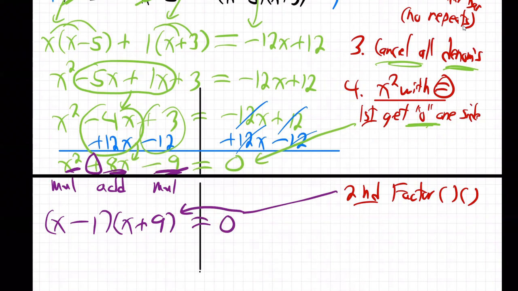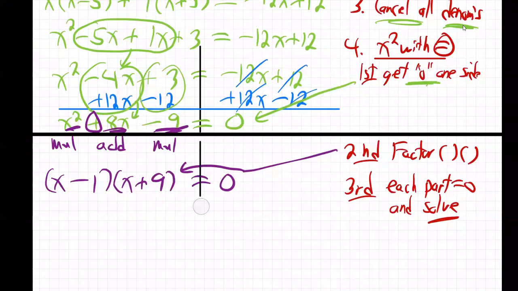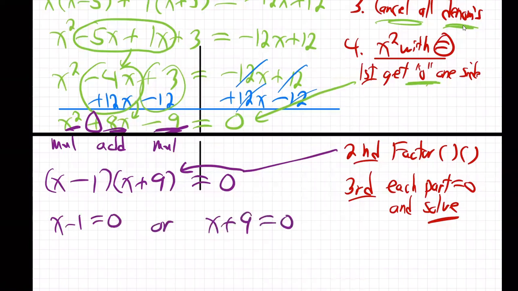And then the third thing we do is each part equals 0 and solve. So each part separately gets its own 0. So x minus 1 separately equals 0, or x plus 9 separately equals 0. Now, why is that? Well, because if 2 things are multiplied, these are parentheses, aren't they? So that means they're timesing. So if 2 things are timesing to equal 0, that means either one could be 0, right?